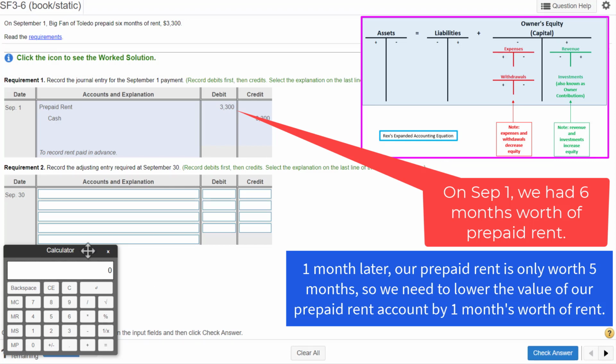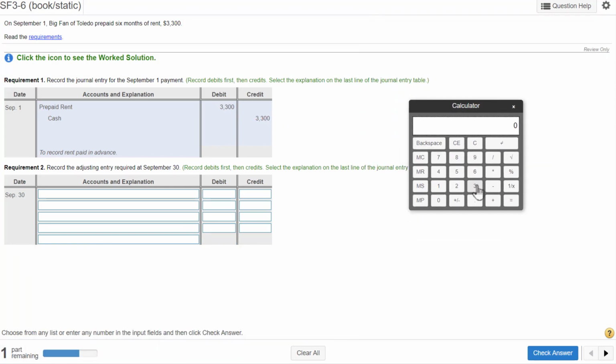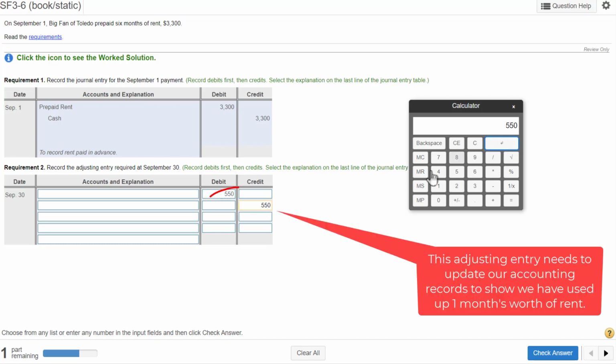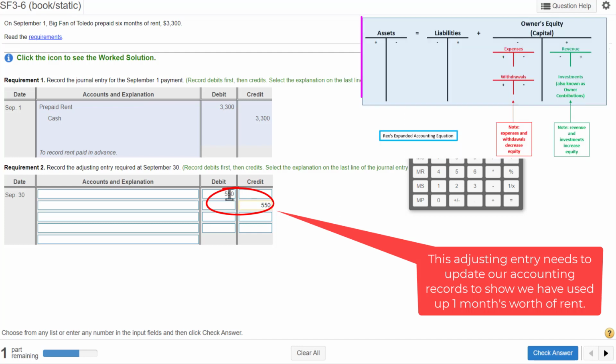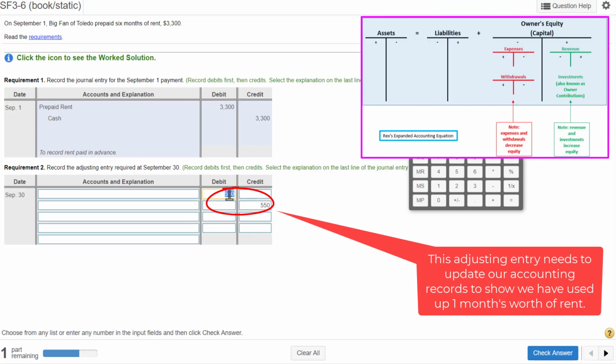We take $3,300 divided by 6 gives us $550. So we've used up 1 month of rent, which is worth $550. So we need to lower this prepaid rent asset by 1 month's worth, which we just said is $550. So how do I lower this account? Remember, it's an asset. You lower it with a credit.